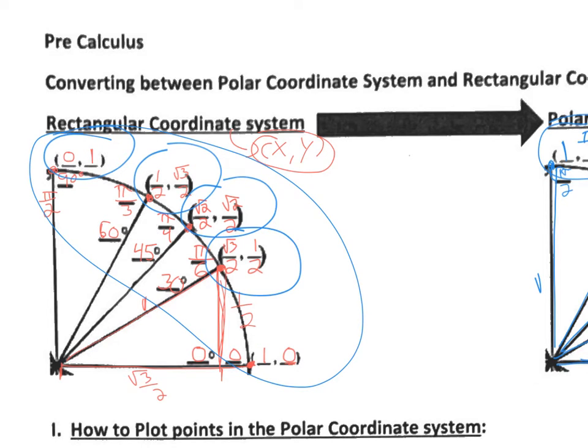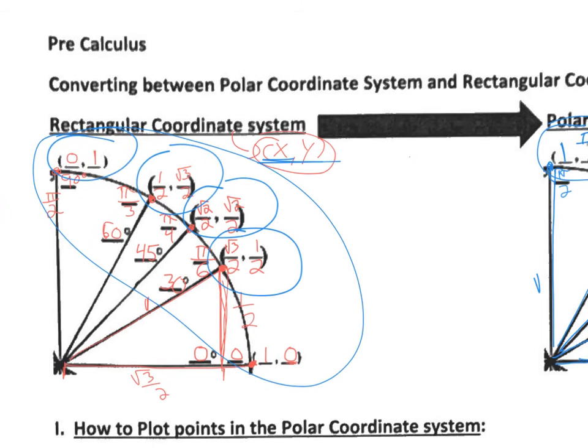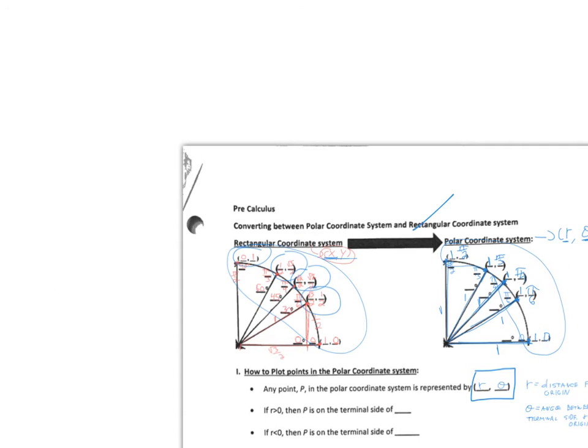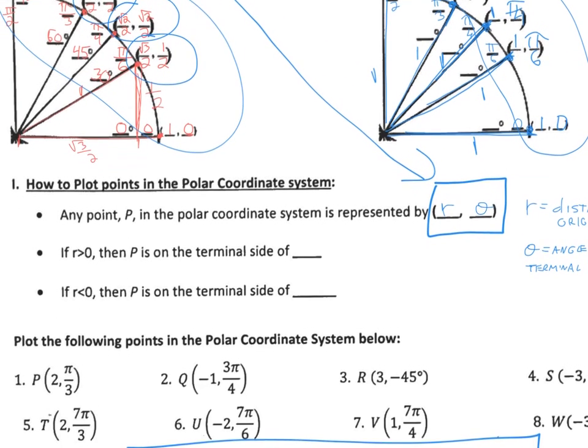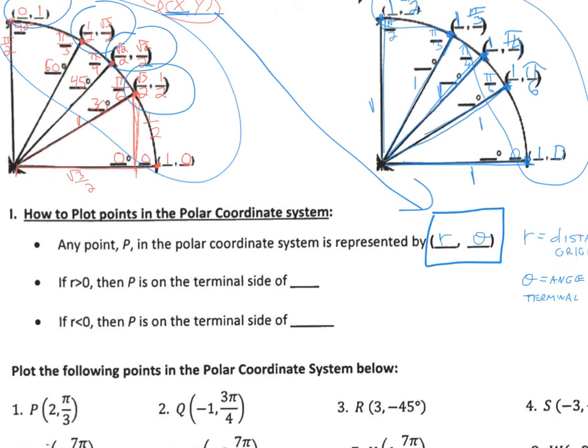So the x and the y, we're going to replace them now. Sorry about this. We're going to replace these points now with r and theta. This is what we're going to replace it with. Now the last thing I'll put in here, where it says how to plot points, we could actually represent the radius as positive or negative. If r is greater than 0, then P is on the terminal side of theta. In most cases, you're going to see the radius is positive.